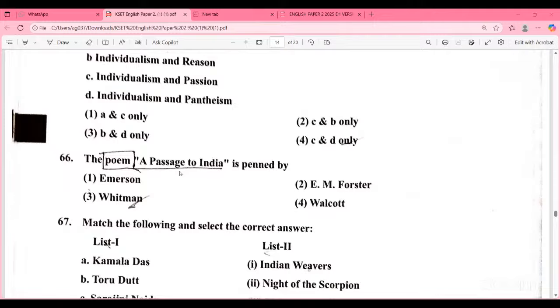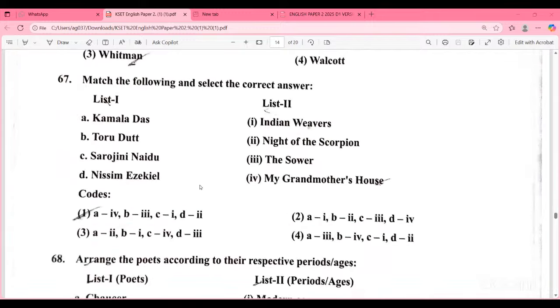The poem A Passage to India is by Walt Whitman. Now we have some poems here that we have to match. Kamla Das wrote My Grandmother's House. Nissim Ezekiel wrote Night of the Scorpion. Sarojini Naidu wrote Indian Weavers. Toru Dutt wrote The Sower. So A4, this one. Okay, A4, B3, C1, D2.